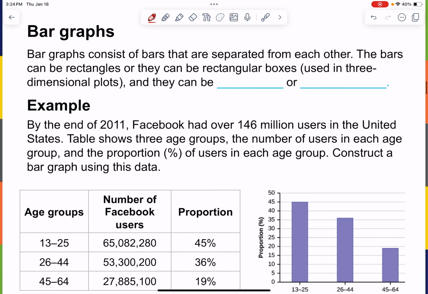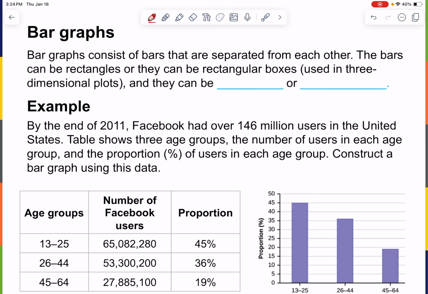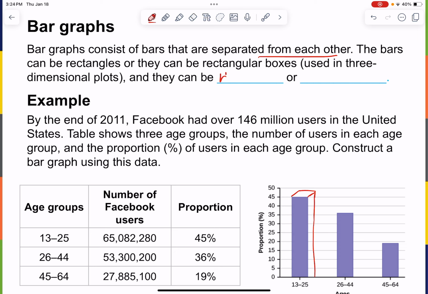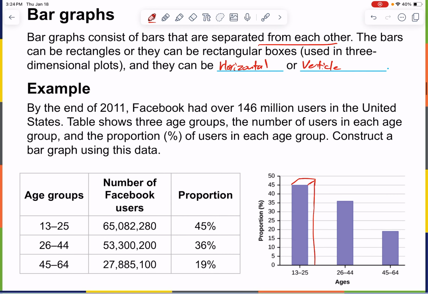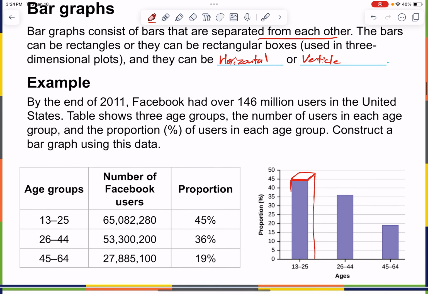Okay, bar graphs. Bar graphs consist of bars that are separated from each other. These bars can be rectangles, or they can be rectangular boxes used in 3-dimensional plots. So like what I'm drawing here, for instance. Yeah, 3-dimensional plot. They can be horizontal, as well as vertical, as shown below. Great. And what they do is you just find the proportion that they represent.